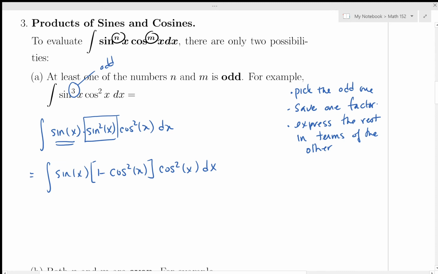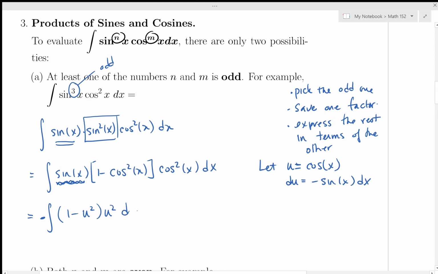What I've done is set myself up to have the derivative of the cosine function right here, and so I can now make a u substitution. I can let u be equal to the cosine of x, and then du will be minus the sine of x dx. That allows me to make the following substitution. Sine x dx is minus du, so there'll be a minus sign and then the du. And then I have 1 minus u squared times u squared du.